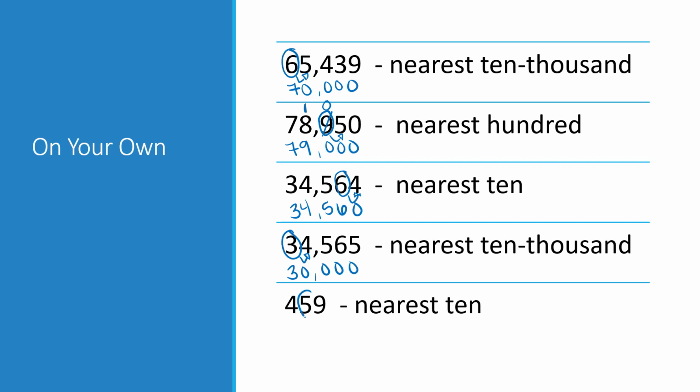Round to the tens place, which is a 5. Right behind it is a number that's greater than 5. So I know that 5 is going to bump up to a 6. Change that to a 0.